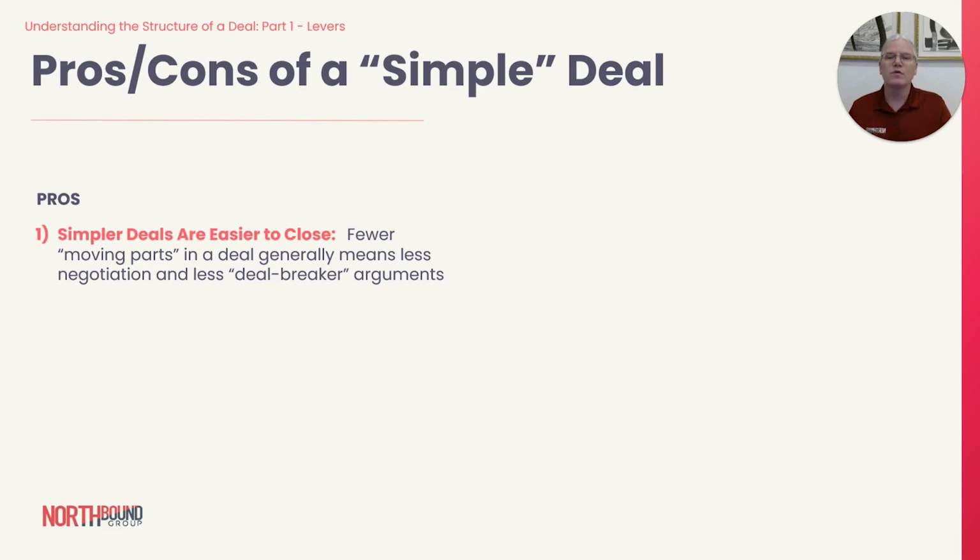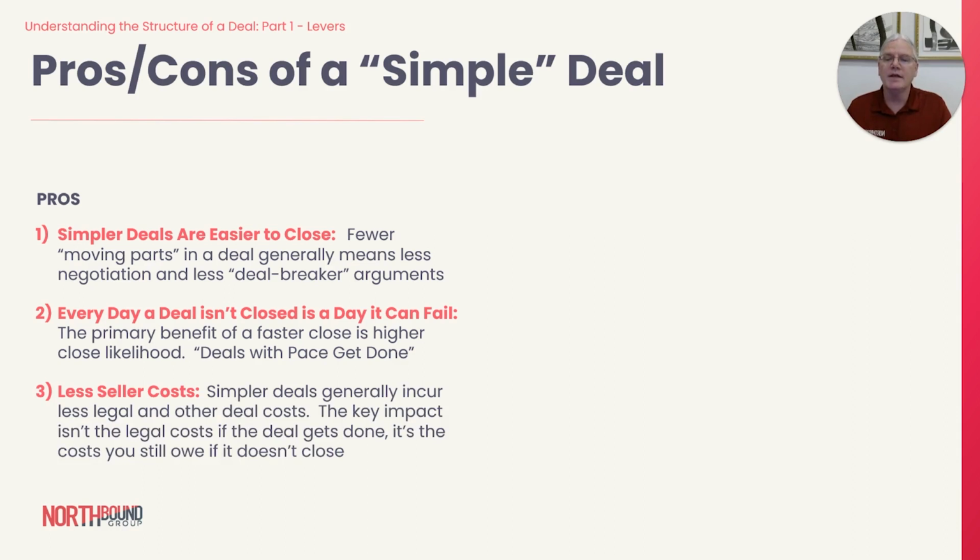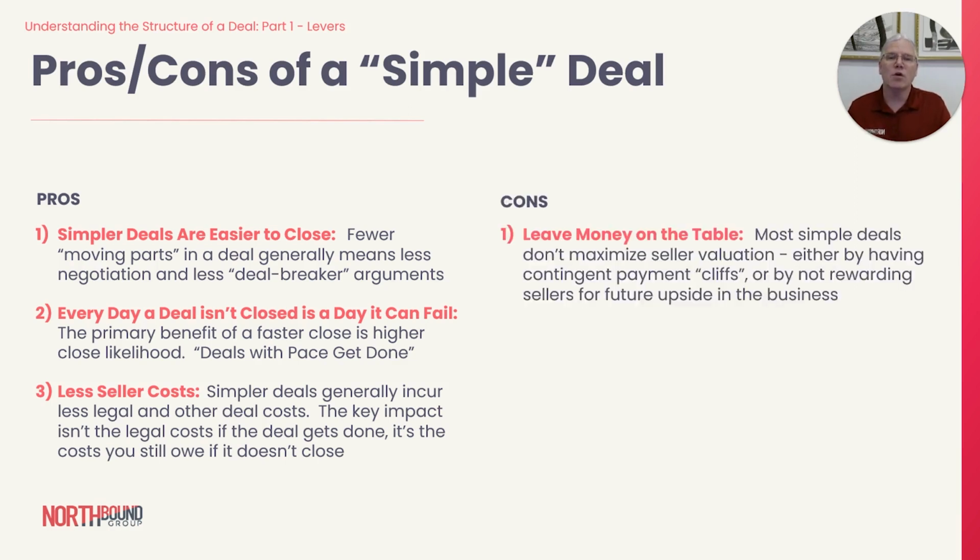First of all, the pros of doing a simple deal is that they are easier to close because they have fewer moving parts, and that means there's usually fewer deal-breaker arguments to have. That's critical because every day a deal isn't closed is a day that deal can fail. So the primary benefit is also a faster-paced deal gets done. And sometimes what you'll find is that simpler deals have lower seller costs: less advisory, less legal, less accounting, those types of things.